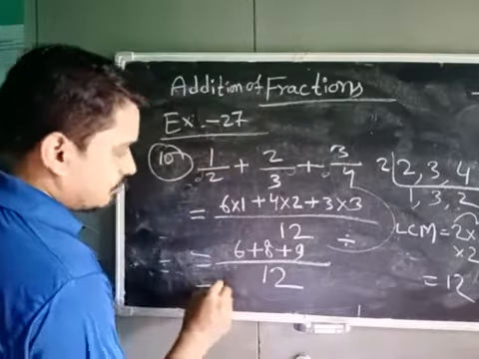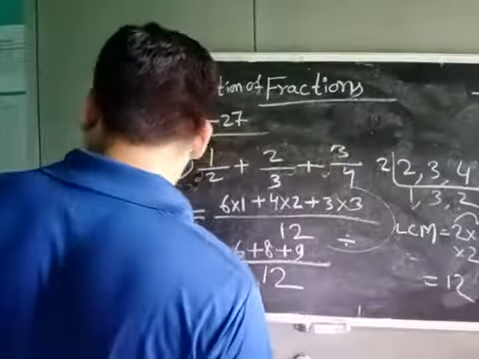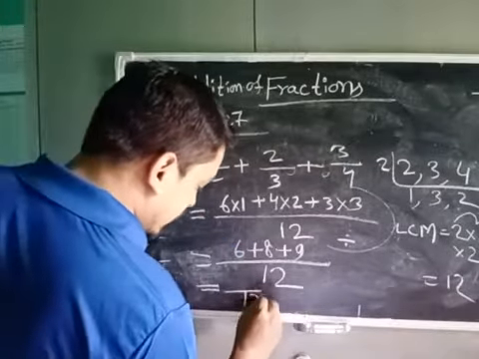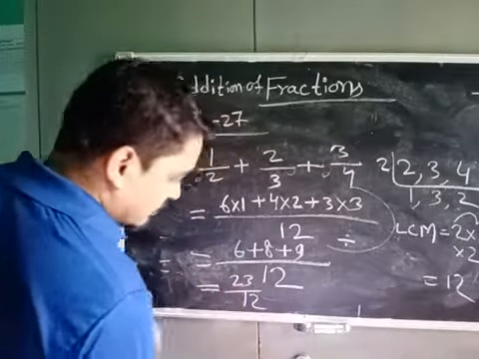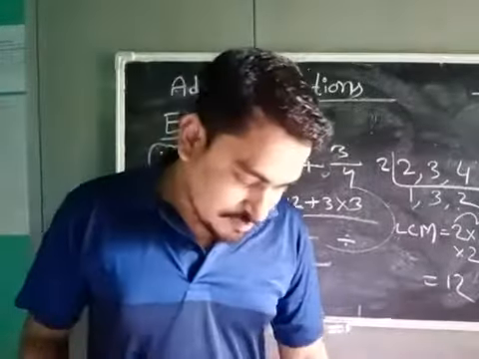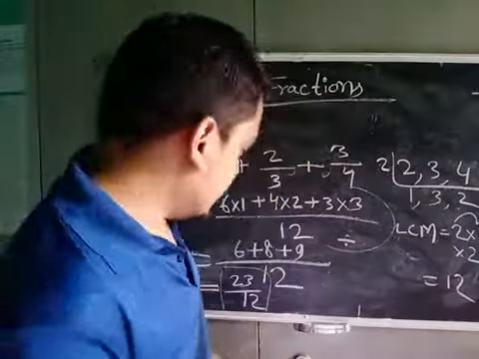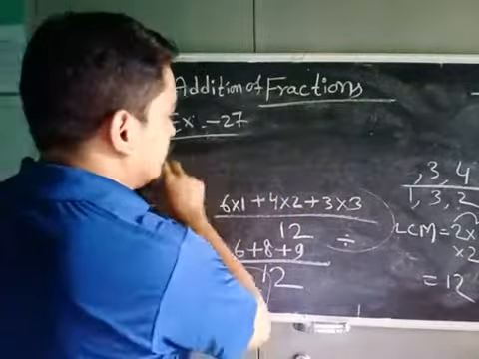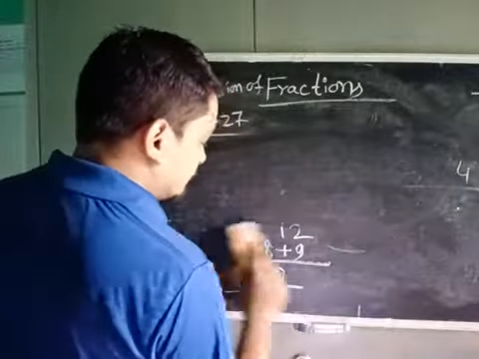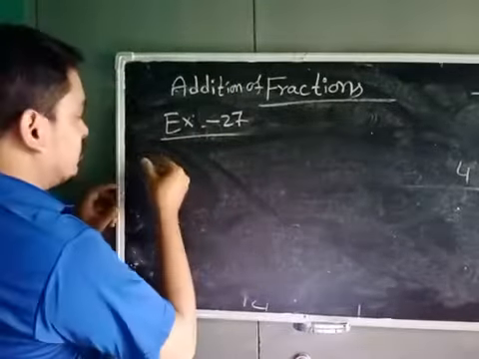So now what to do? We have to plus, understand? So 12 and here we have 23. So it is your answer. So in this way we have to solve. Another one, number 18. You have to practice a lot.